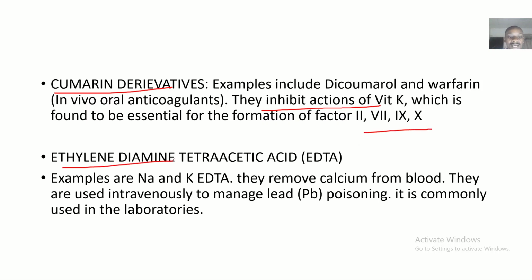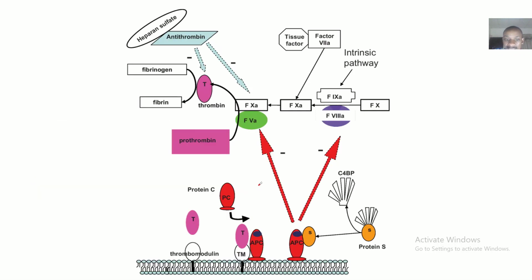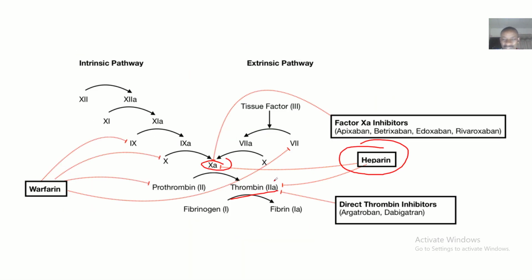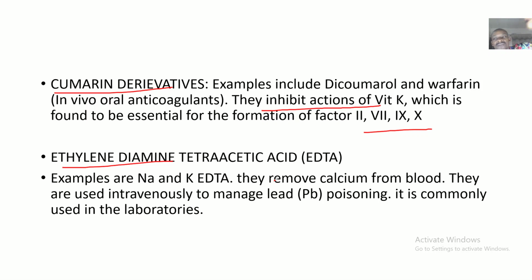So now let's talk about ethylenediaminetetraacetic acid. Examples of this EDTA are sodium and potassium salts. Basically, they knock calcium out of the blood. You could see in the blood clotting pathway that calcium has several roles to play. So imagine something knocking out calcium from this clotting pathway, then definitely clotting will be prevented or delayed. They remove calcium from the blood and are used intravenously to manage lead poisoning.